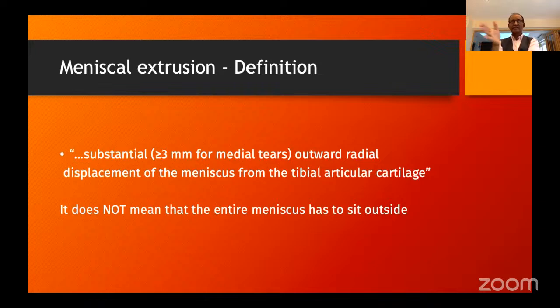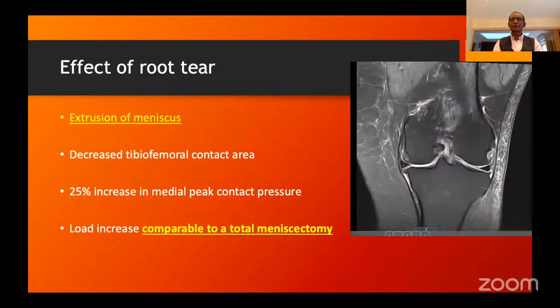The whole meniscus does not have to sit outside. Only 3 millimeters. The moment it touches the 3 millimeter barrier, and if it's moving to the side, that is meniscal extrusion. And why is this meniscal extrusion important? Because the congruence between the femur and the tibia will decrease. Okay, and what does that mean? The implication is that the pressure being transmitted from the femur to the tibia dramatically increases. And there are studies that have shown that the load increase is equivalent to a complete meniscectomy.